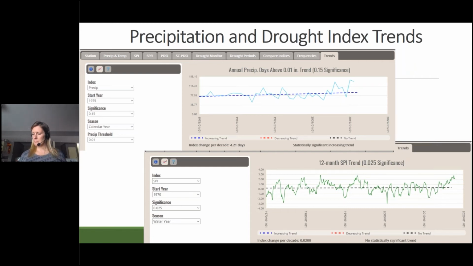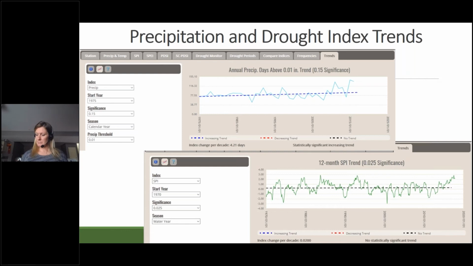So when you start thinking about these derived values, and the bottom part of this frame is the water year, you can start seeing that for this station, there really hasn't been a trend in what we've been seeing for the water year precipitation, or that 12-month SPI during that water year. But when we start looking at annual precipitation days, basically those days that record above 1/100th of an inch, there's a slight trend showing more of these days taking place.